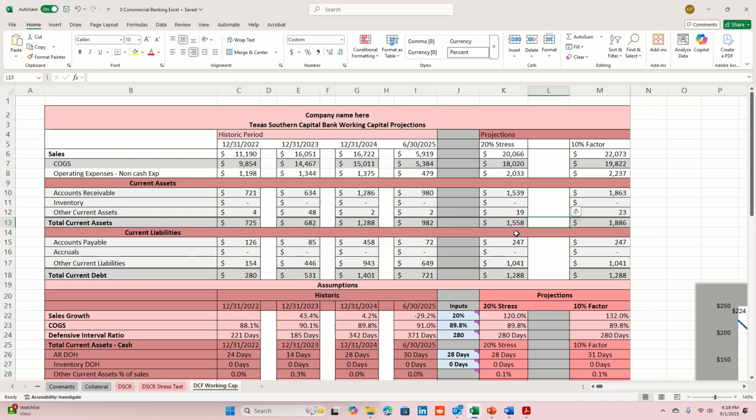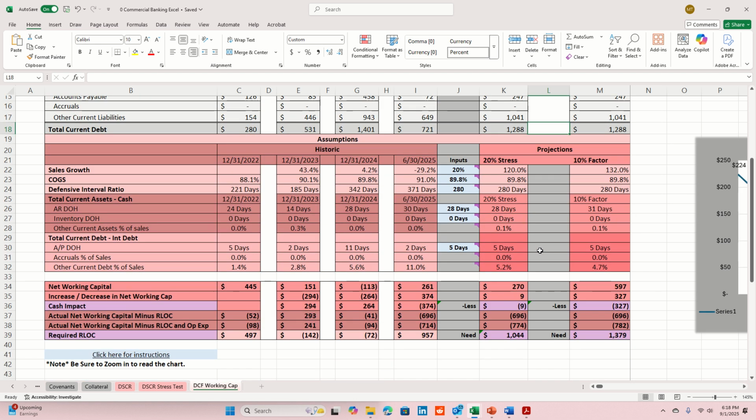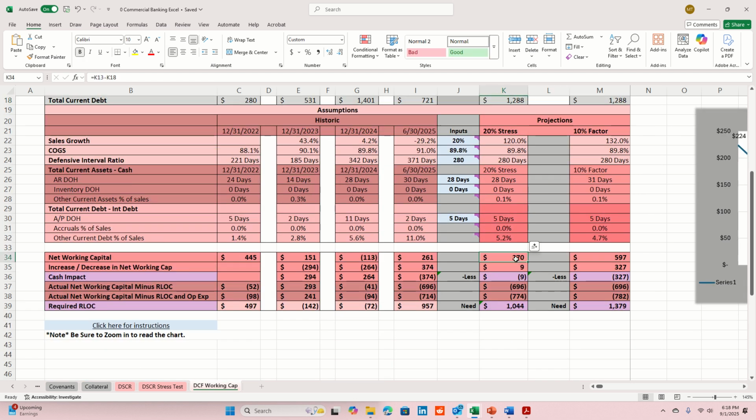then we're going to end up with an increase in total current assets. We increased our total current assets, which means we lost cash. Now here we did the same thing with total current liabilities. We increased total current liabilities, which means we gained cash. But just because we gained cash here doesn't mean it's worth anything. As you see, we gained $9,000 worth of cash, right?